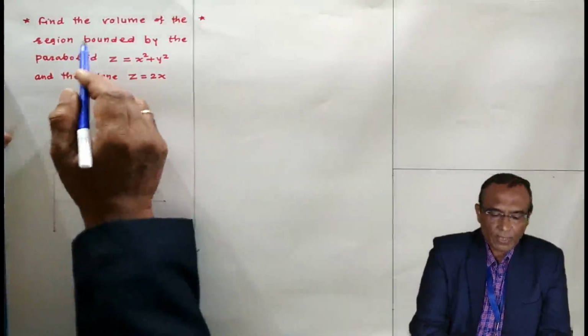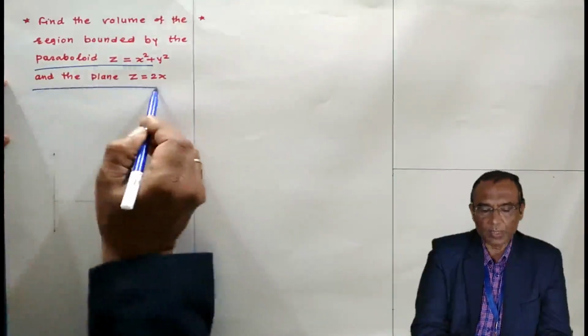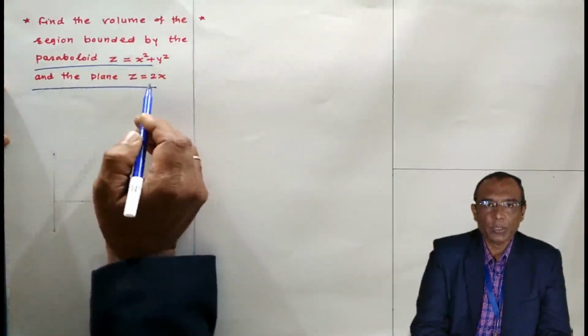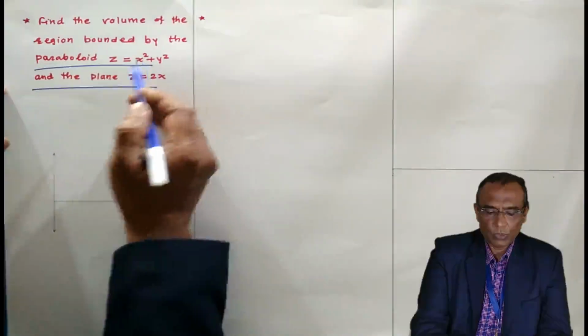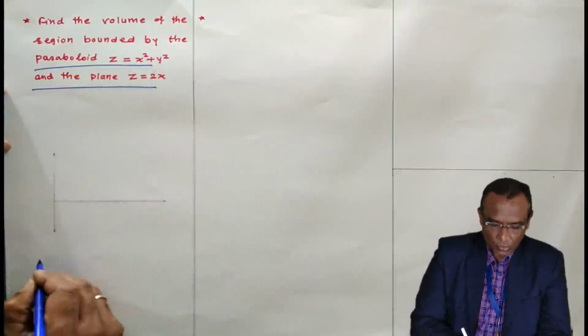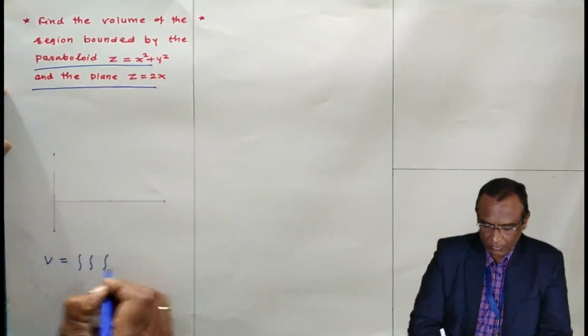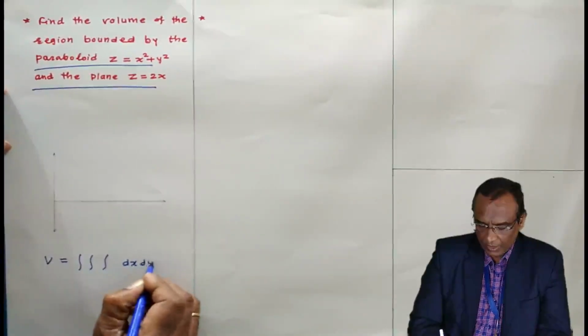Next one, find the volume of the region bounded by the paraboloid and this plane. Again, I am not going to draw the paraboloid or this plane on the sheet, so directly solving the problem. We have to find out the volume. Volume is equal to the triple integral of dx dy dz.